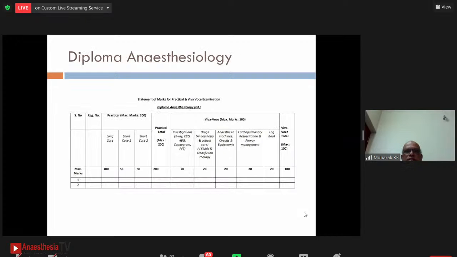And for diploma anesthesiology, we are having 1 long case and 2 short cases. That is 100 marks and 50 marks each for the short cases, constituting the practicals of 200 marks. And the Viva station and logbook are the same, and the total marks is 300. And 50% aggregate is the pass mark.